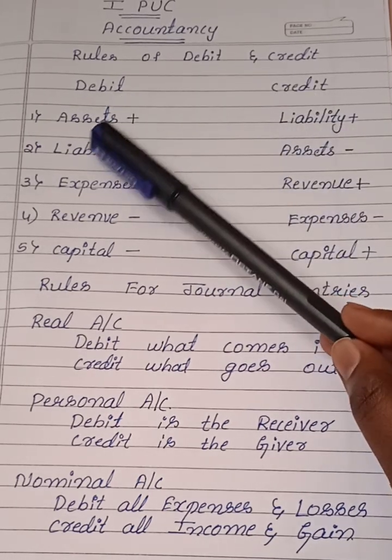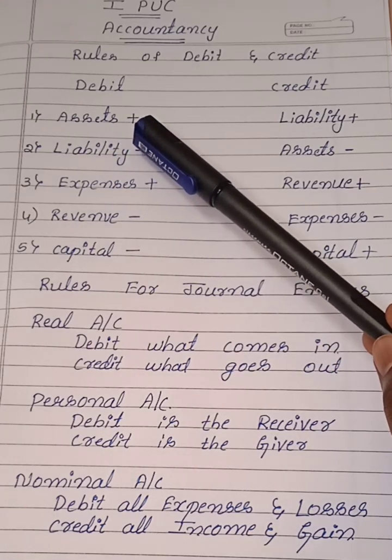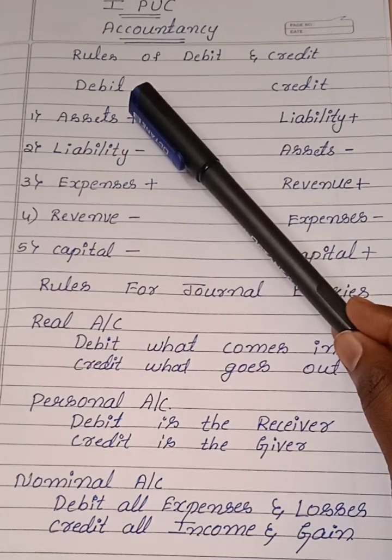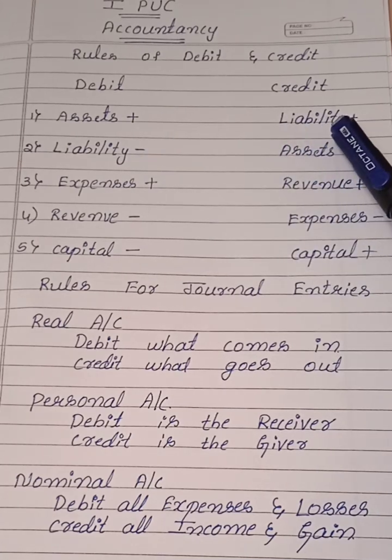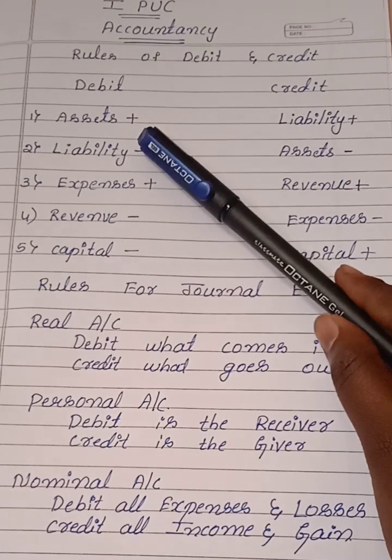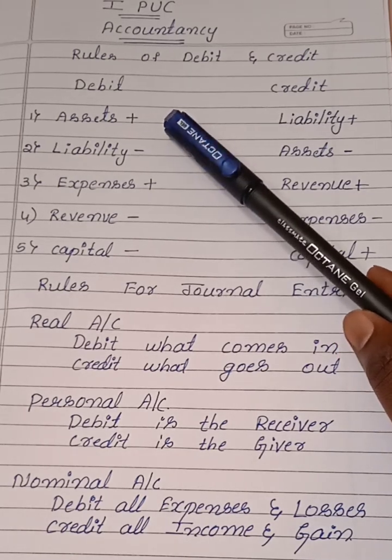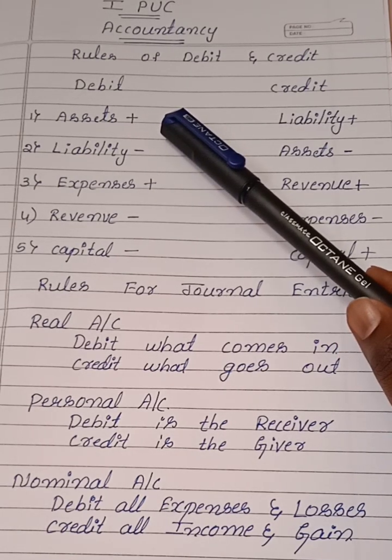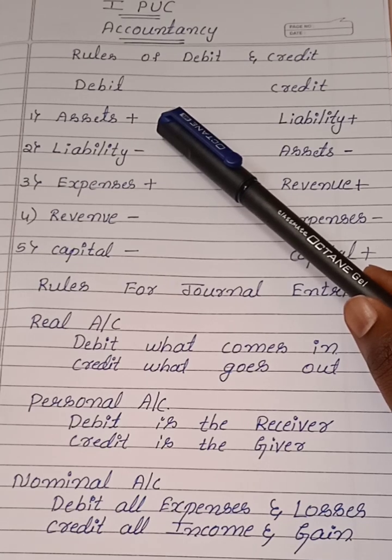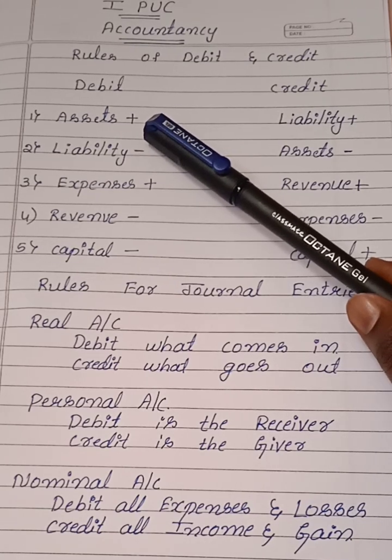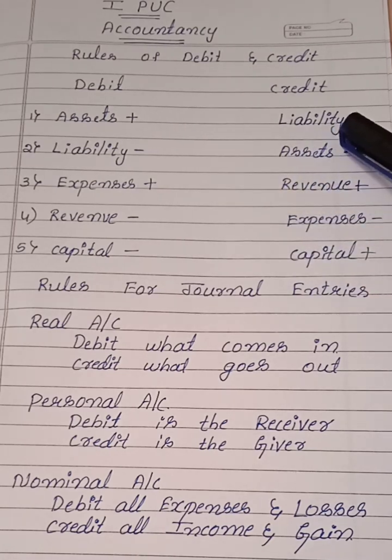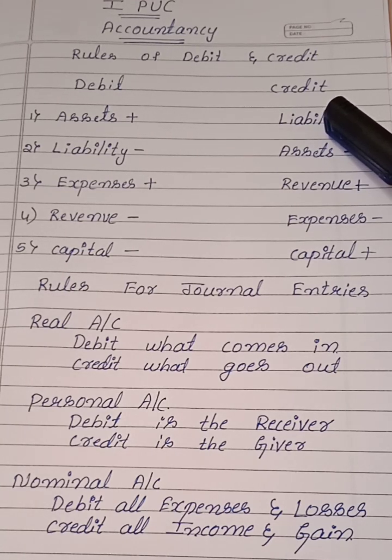So, if an asset increases, you have to post that into the debit side, and if a liability increases, you have to post that to the credit side. For example, if your cash is increasing, cash is an asset, so you have to record it into the debit side. Or if cash is coming into our business, you record it into the debit side. And if a liability increases, for example, when you buy anything on credit, it increases your liability, so you record it at the credit side.